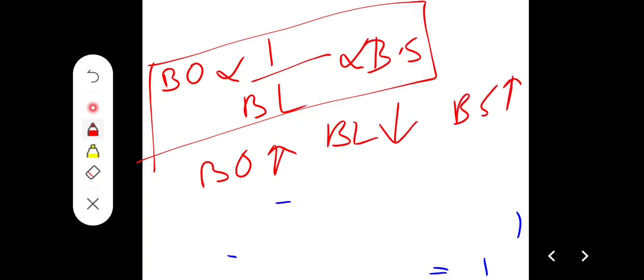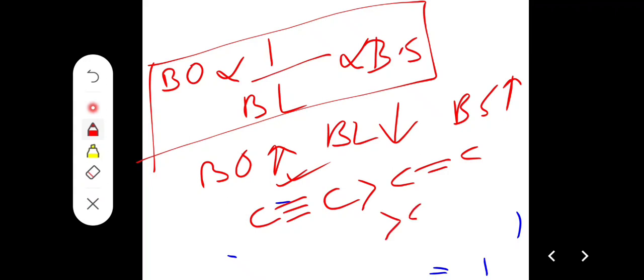So bond order is inversely proportional to bond length and directly proportional to bond strength. When bond strength increases, bond length definitely gets shorter. When bond strength decreases, bond length becomes longer. You can use examples: C triple bond C is stronger, so its bond order is higher than C double bond C, then C single bond C.